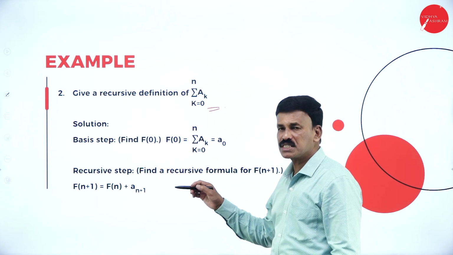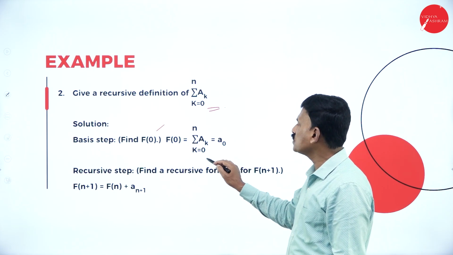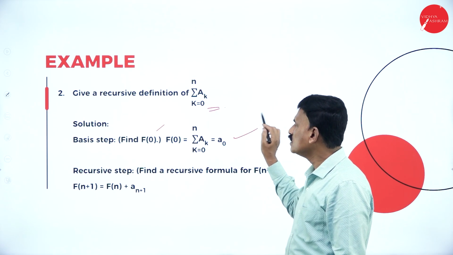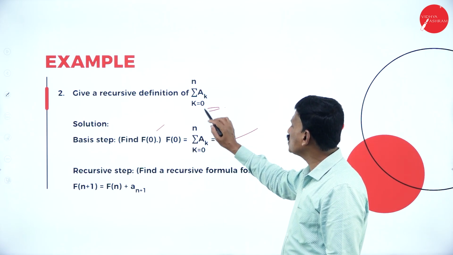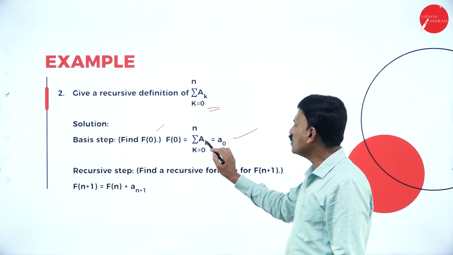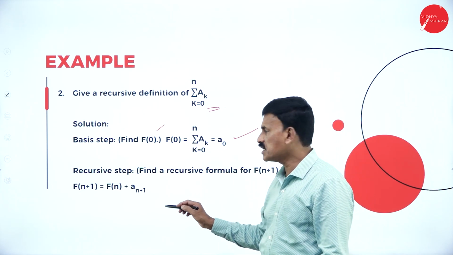Now what is the basic step? Find the value of f of 0. f of 0 is equal to the summation of a k, k equal to 0 to n, which is a naught. If you put k equal to 0, that is a naught. So the sum of a k for k equal to 0 is equal to a naught.